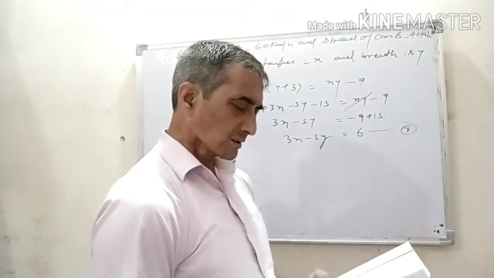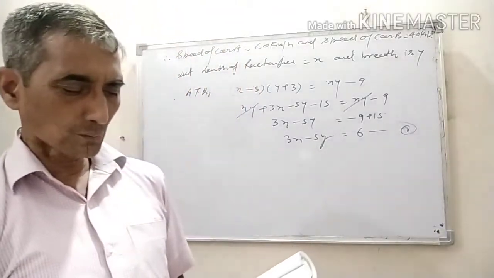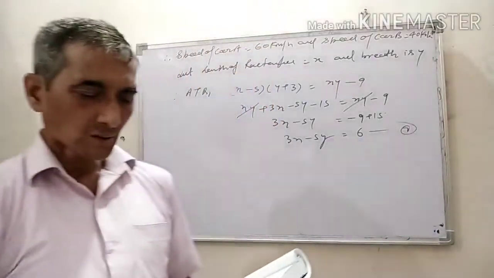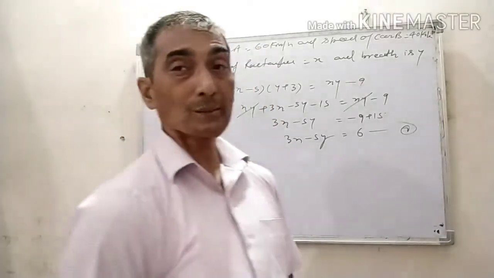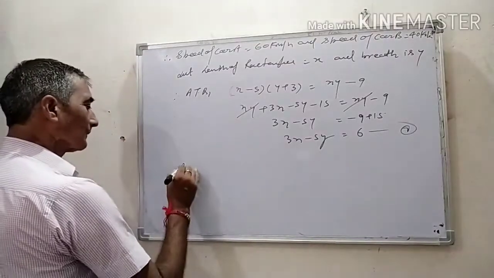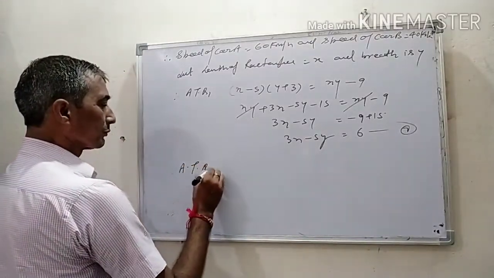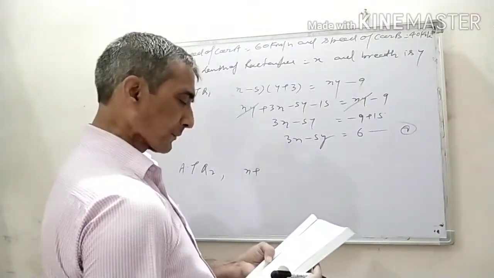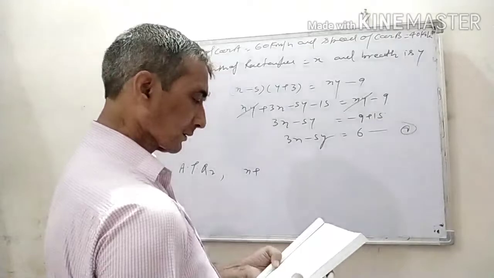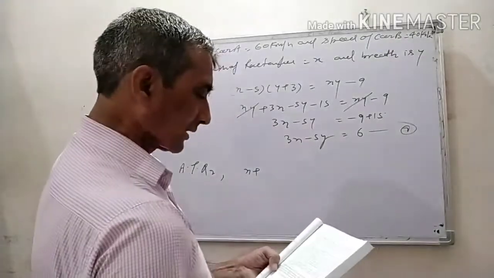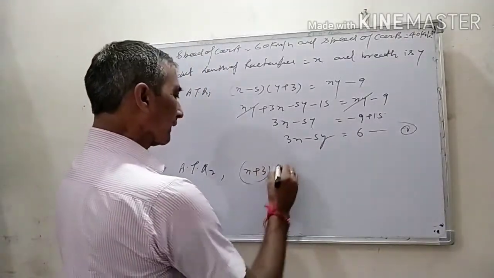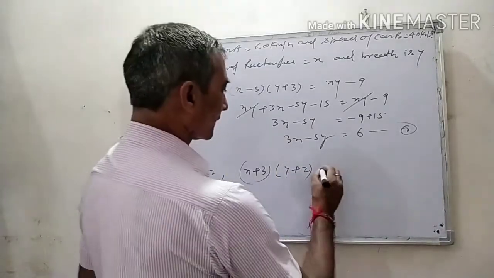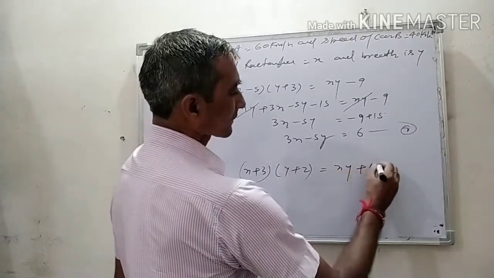Now, second is, if we increase length by 3 units and breadth by 2 units, the area increases by 67 square units. What is ATQ2? ATQ2 is x plus 3, if we increase the length by 3 units and breadth by 2. This area is increased by 67. That means xy plus 67.